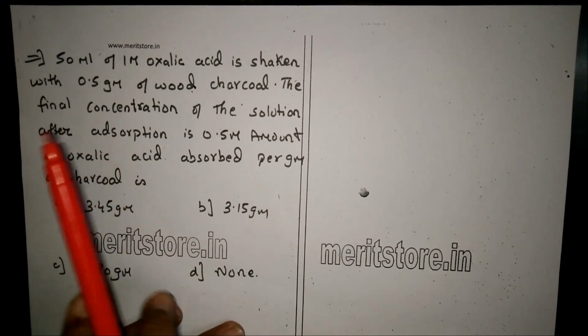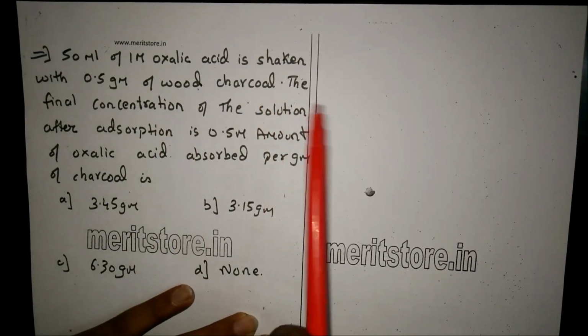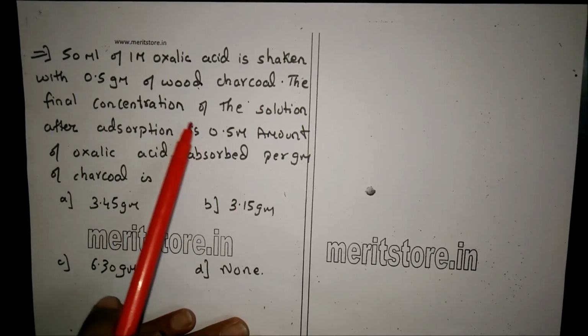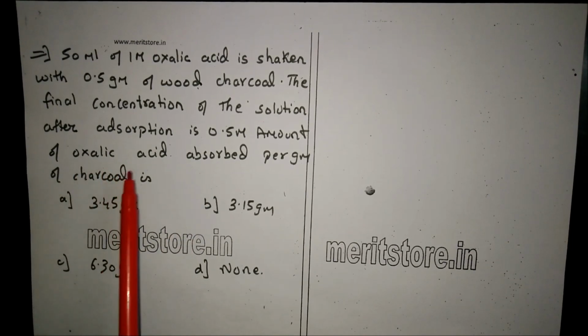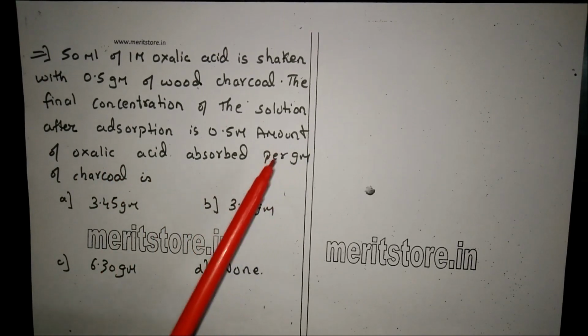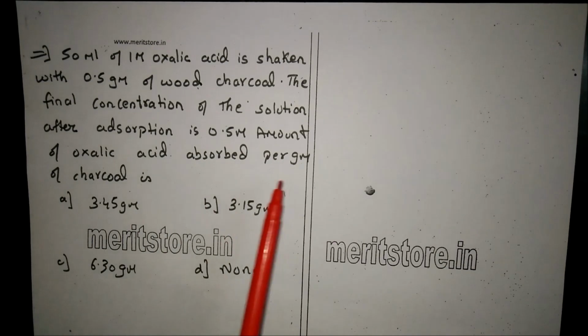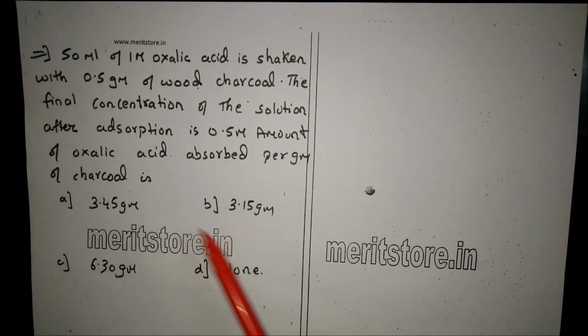50 milliliter of 1 molar oxalic acid is shaken with 0.5 grams of wood charcoal. The final concentration of the solution after adsorption is 0.5 molar. The amount of oxalic acid adsorbed per gram of charcoal is, here are the options.